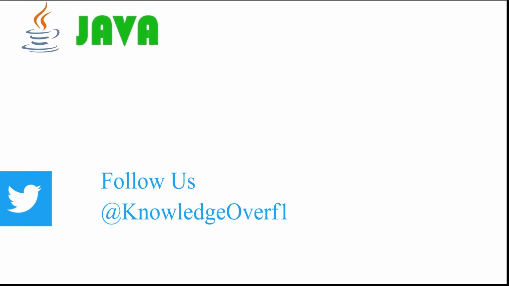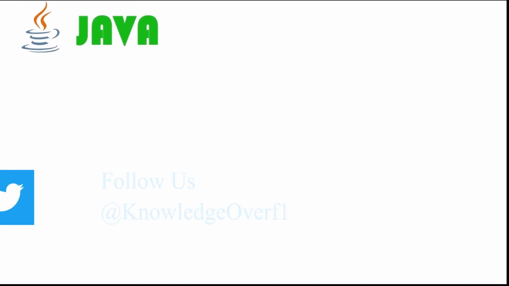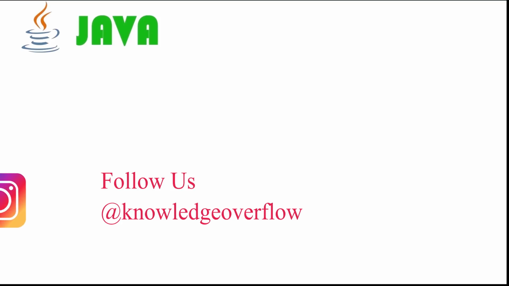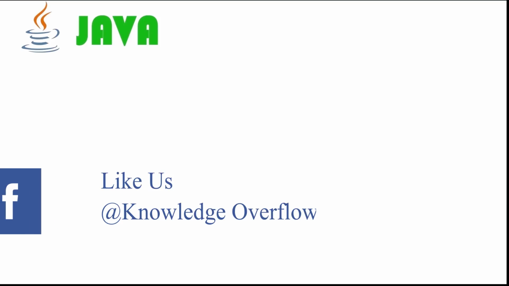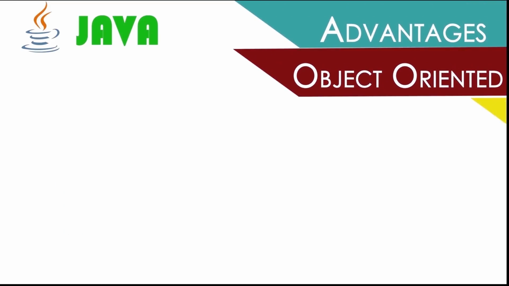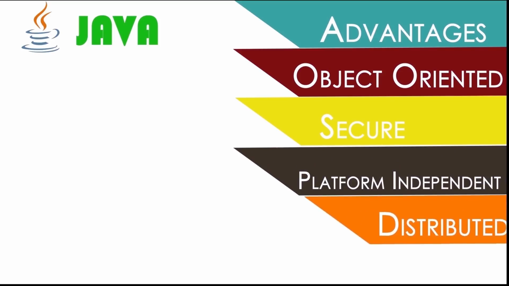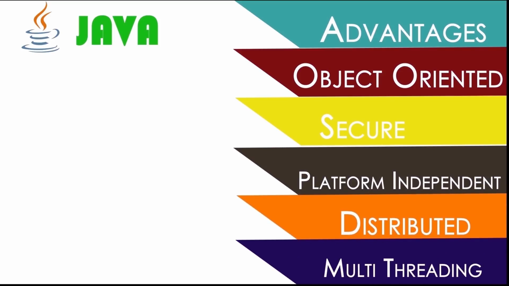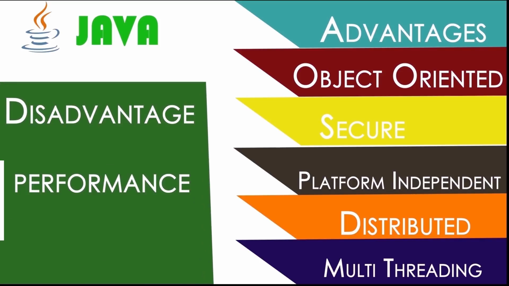Looking into Java, Java was designed to be easier to use, write, compile, debug, and learn than other programming languages. Java is much simpler than C++ because it uses automatic memory allocation and garbage collection. There are many advantages of Java that make it unique, such as being simple, object-oriented, secure, platform-independent, distributed, and multi-threaded. One of the major disadvantages of Java is its performance in terms of compile time.